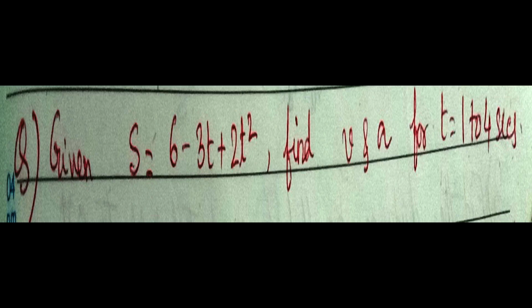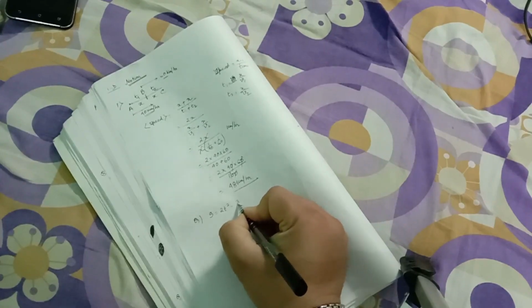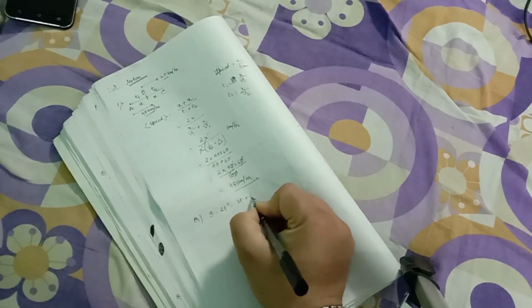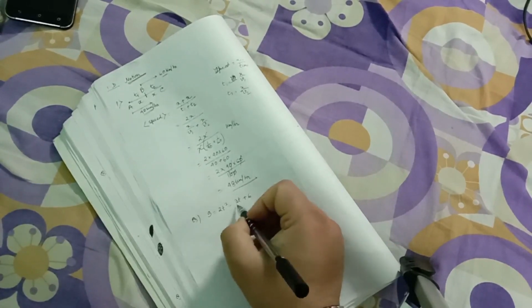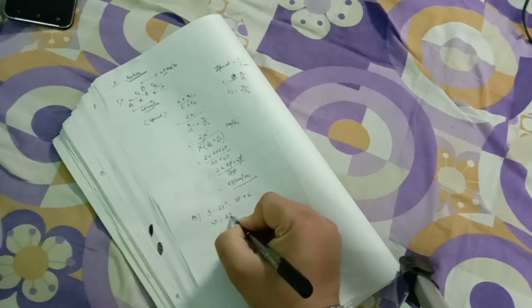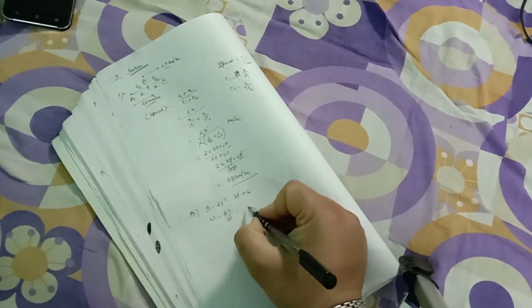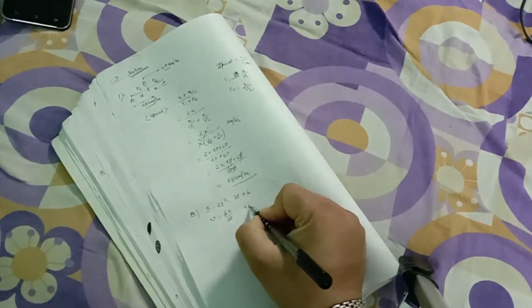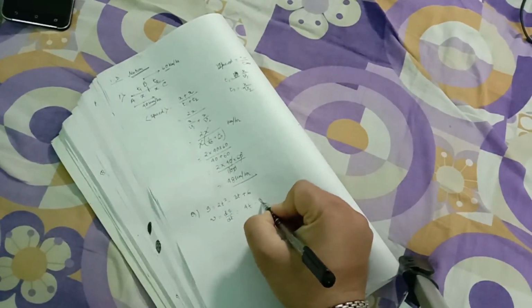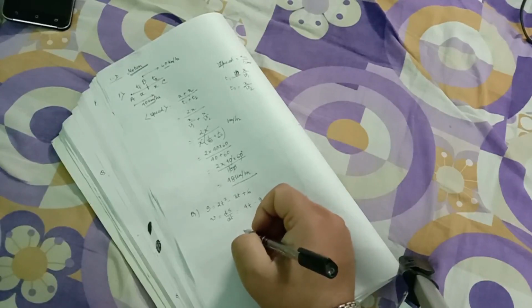Given s equals 2t square minus 3t plus 6. Now v is equal to ds by dt. We are doing the derivative. So we will get 4t minus 3.